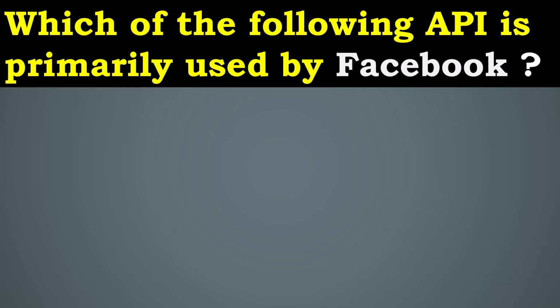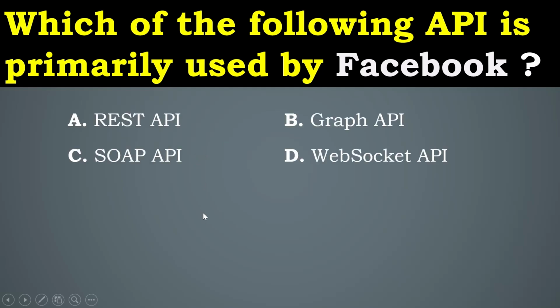Which of the following API is primarily used by Facebook? A. REST API, B. Graph API, C. Swap API, D. WebSocket API. Now pause this video for 10 seconds and guess the correct answer.